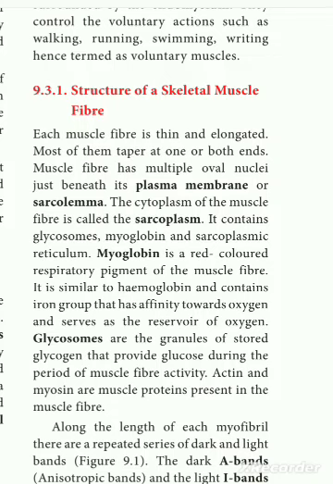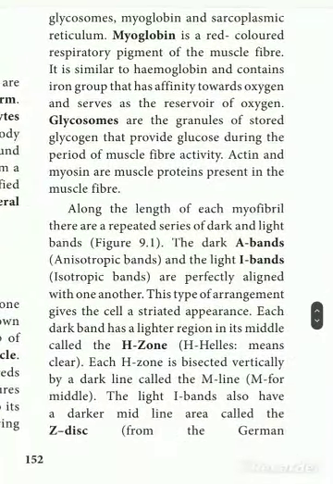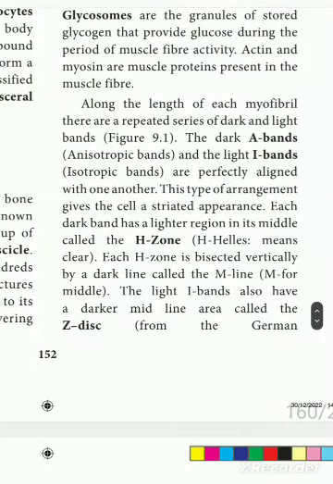And movement lesson, chapter 9. Okay, so here in this video we are going to see the structure and function of the muscle fibers.